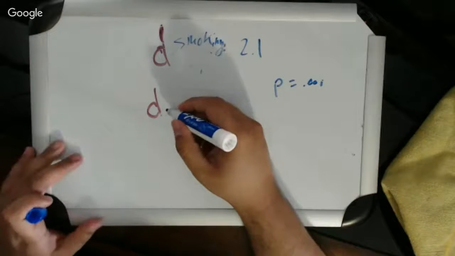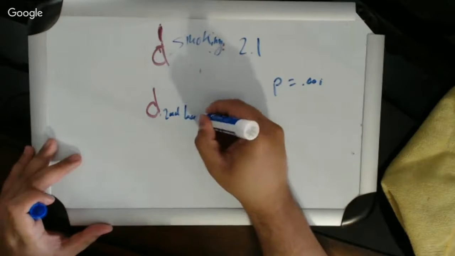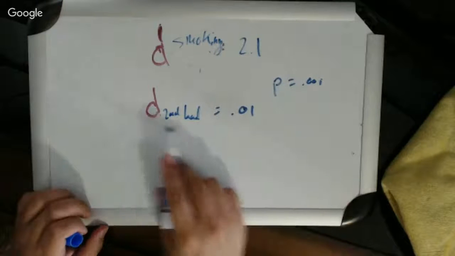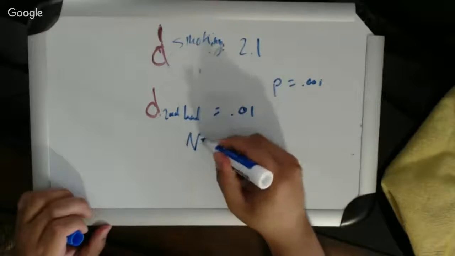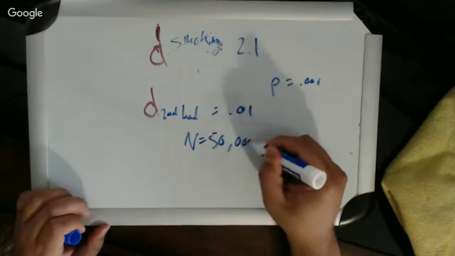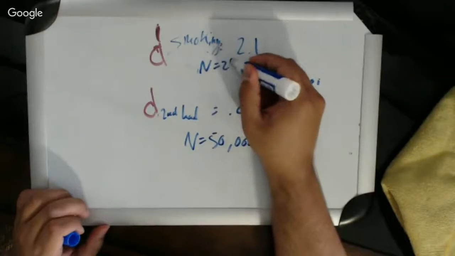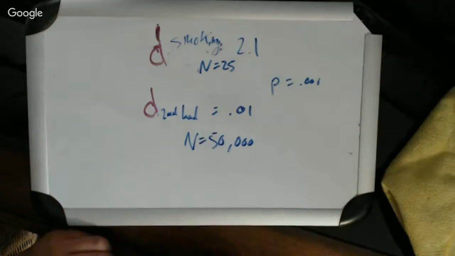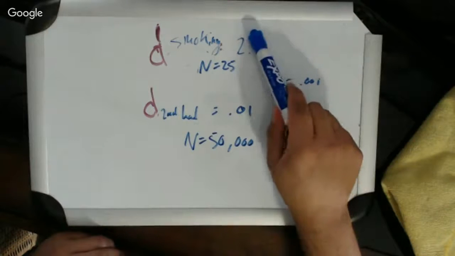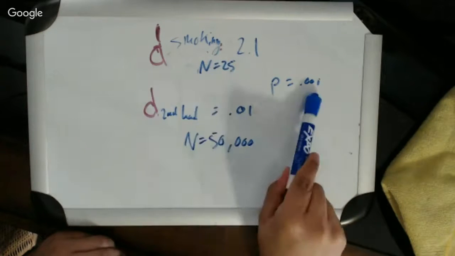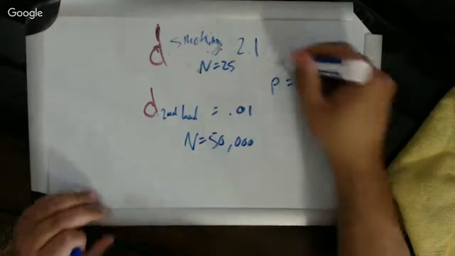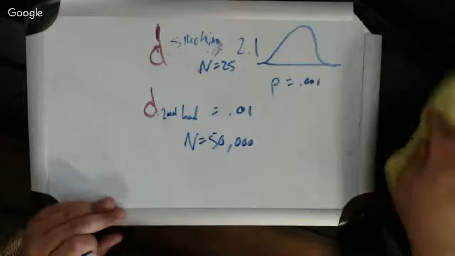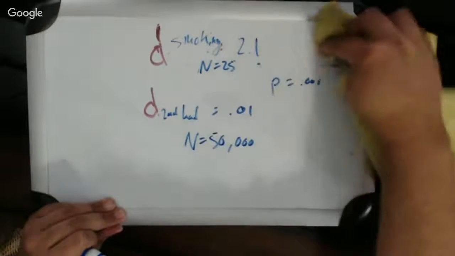Versus secondhand smoke, which has an effect size of 0.01. Let's say I do a secondhand smoke study with 50,000 people who live with smokers, and here I grab 25 people who smoke. I might get the same p-value for these two studies, because this huge effect is able to be found with 25 people and still have a low p-value. The shape of these distributions will be identical.